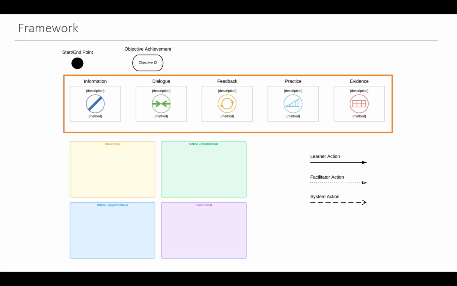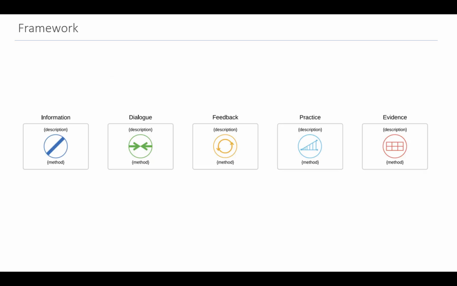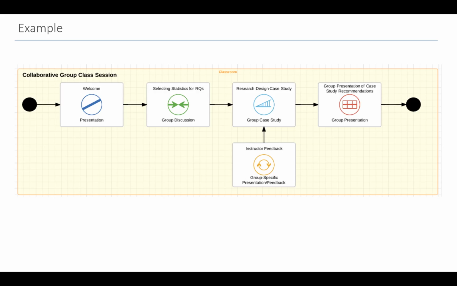Building blocks in LEML can be thought of as the raw materials that make up courses or training programs. The learning environment modeling language is based on 5 building blocks. These building blocks are designed to represent key elements of learning environments. These building blocks are information, dialogue, feedback, practice, and evidence.